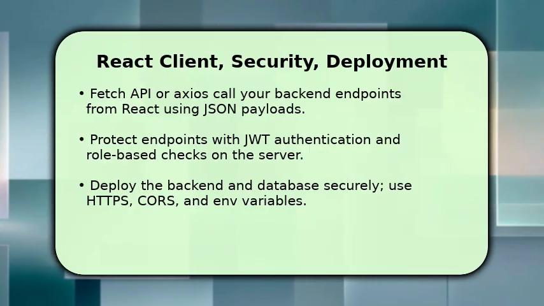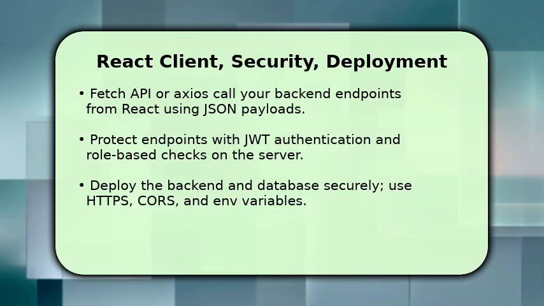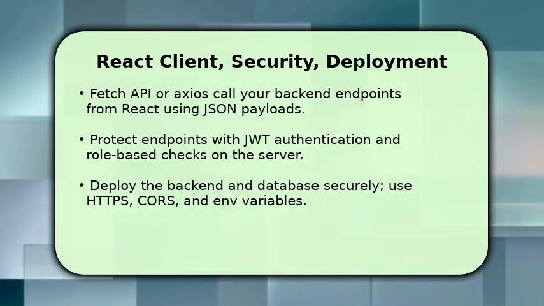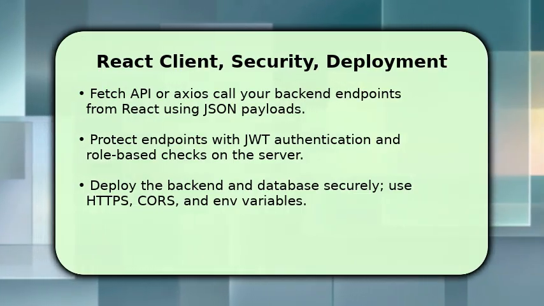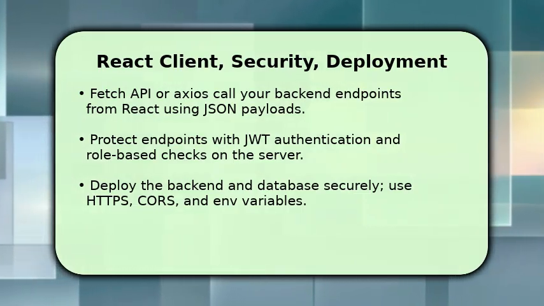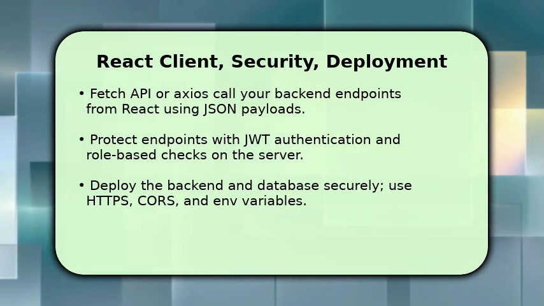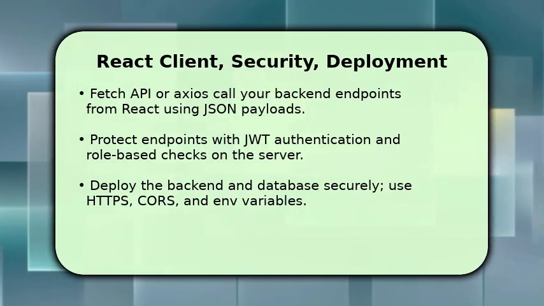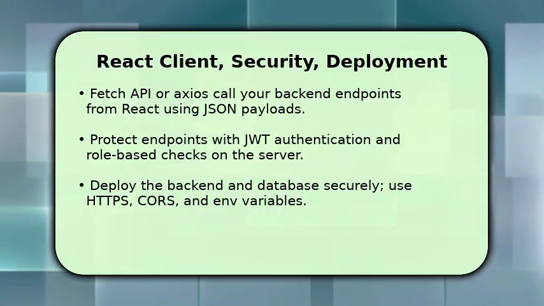Store JWT tokens in memory or secure HTTP-only cookies and include tokens in the authorization header for authenticated requests. Implement server-side authentication and role-based authorization to control data access and validate inputs to prevent malformed queries. Configure CORS on the backend, enable HTTPS in production, and use environment variables for connection strings and secrets during deployment. Monitor connections.